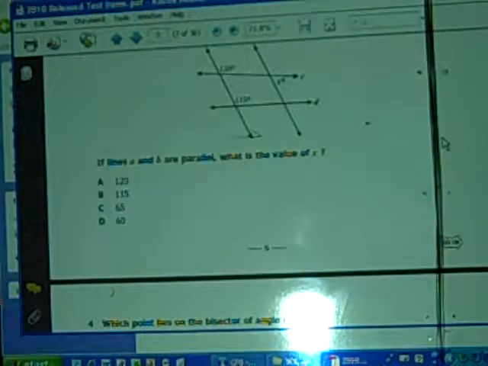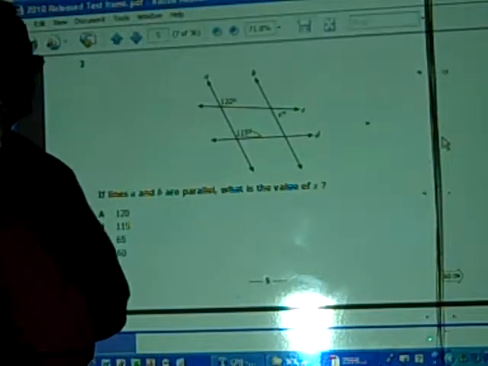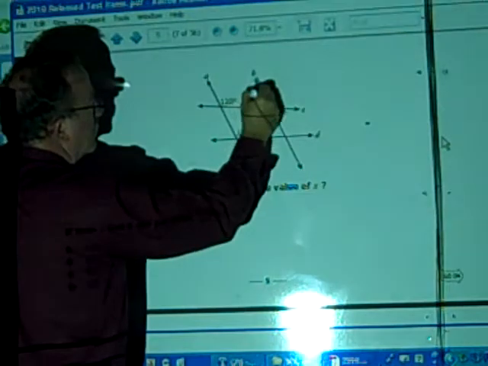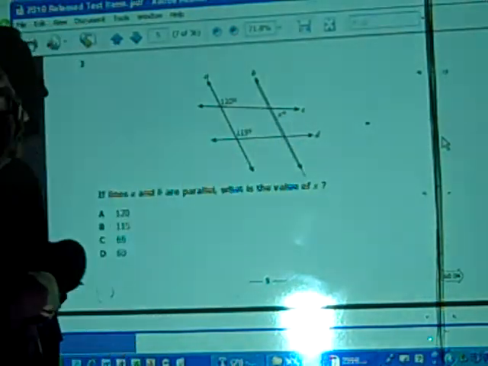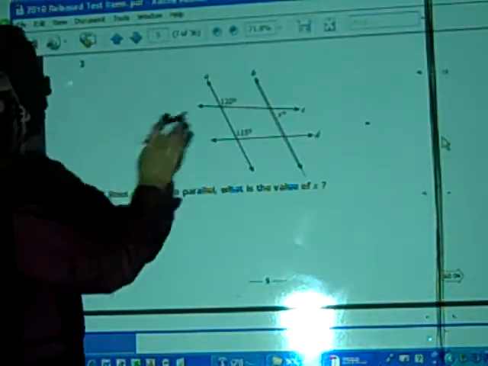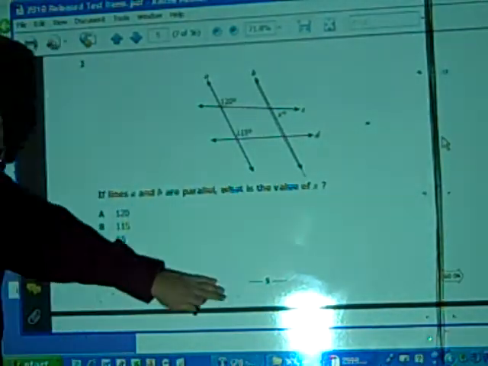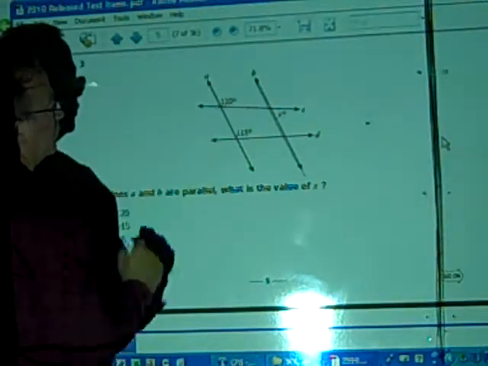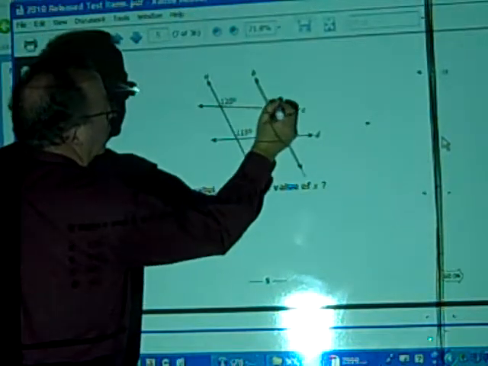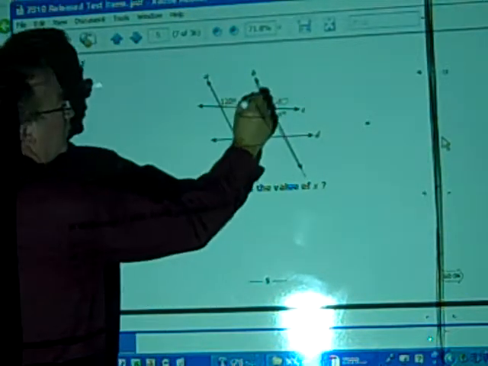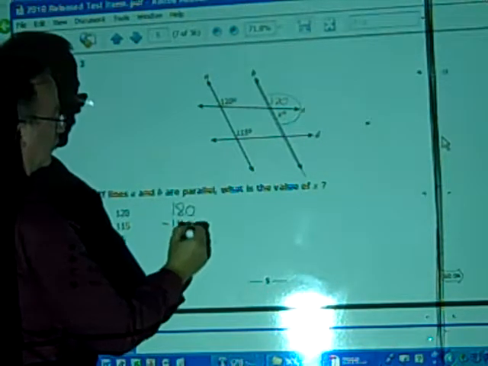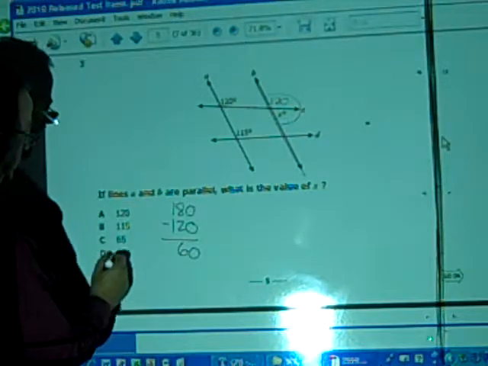Number 3 says if lines A and B are parallel, what is the value of x? We're talking about these two lines right here. A and B, we want to know what the value of x is. Well, we would use 120 over here, but 120 and x don't match in any type of angle pair that we know. So we're going to have to move 120 to a different location. We know that if these are parallel, 120 could move right here. So let's just move it there. Now we know that these two angles have to add up to 180, so we're just going to do 180 minus 120 gives us 60. The answer is D.